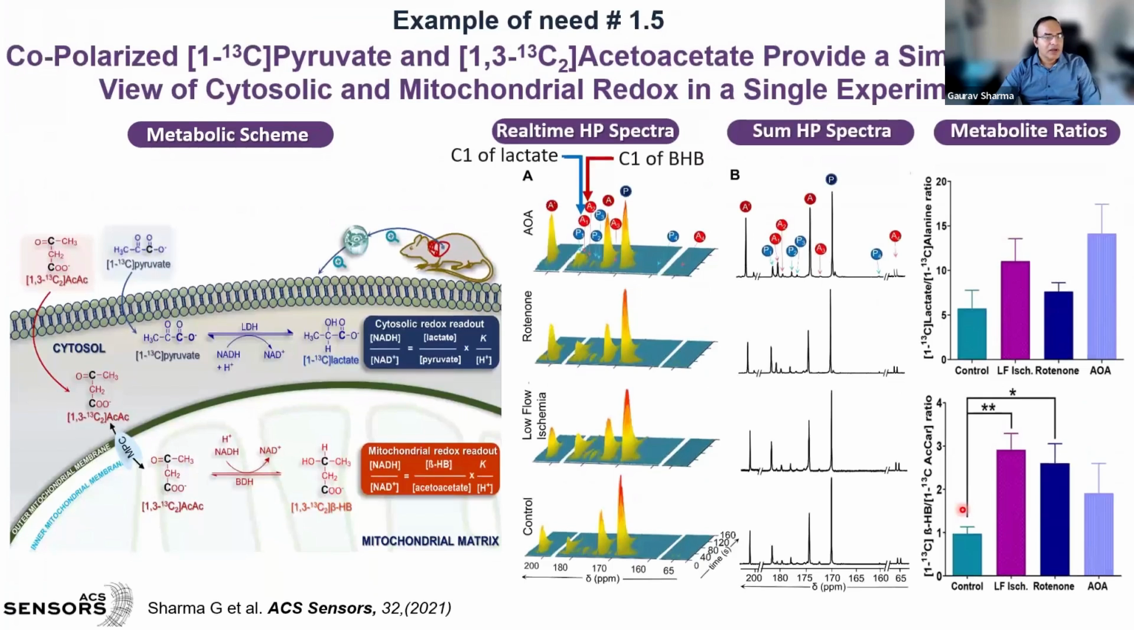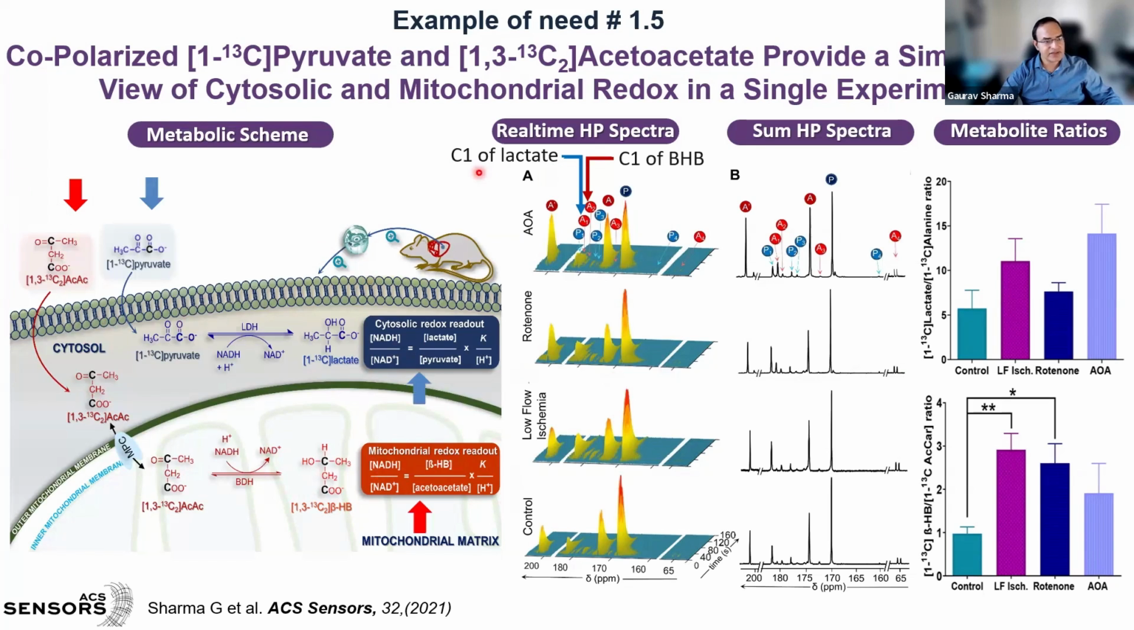And I wanted to show another example where we utilized two different probes and imaged two different redox systems, cellular versus mitochondrial redox. If you look here, this is acetoacetate, which is converted to beta hydroxybutyrate, and this reaction serves as a readout of the mitochondrial redox. Whereas the reaction you see in blue is the pyruvate to lactate conversion, considered a cytosolic redox readout.